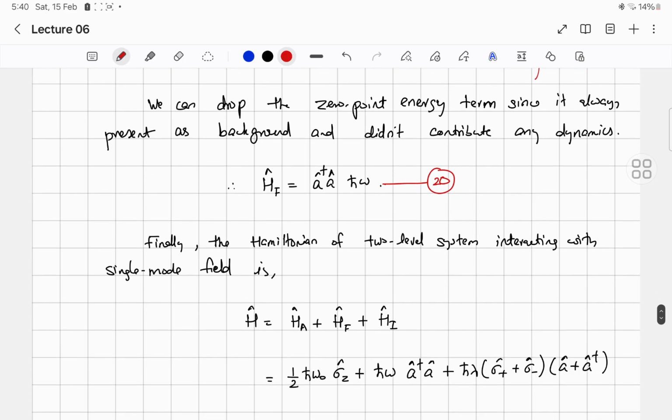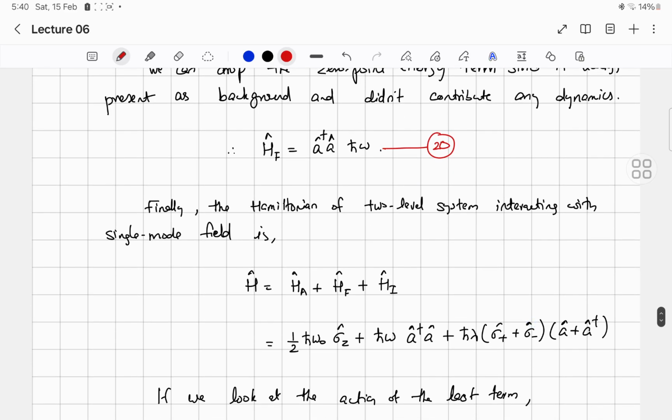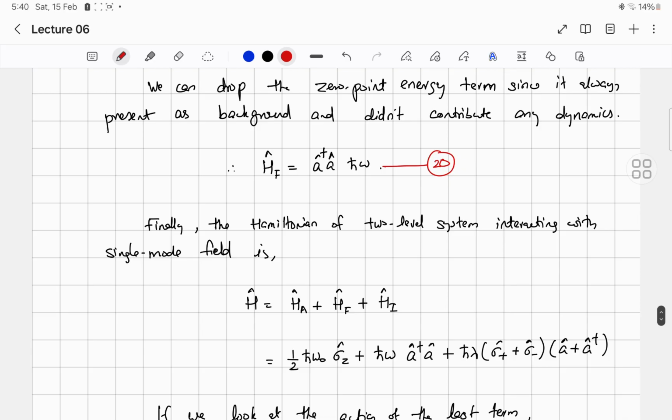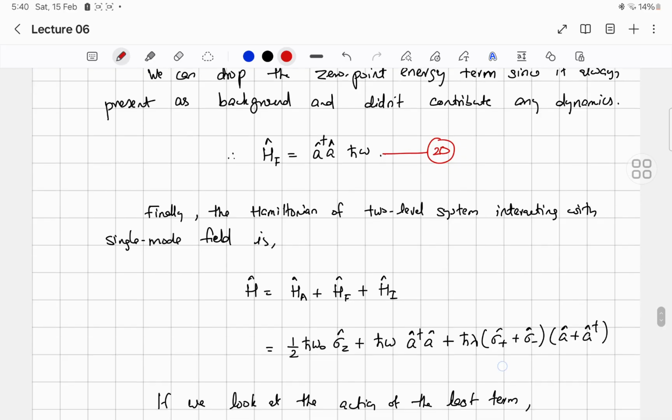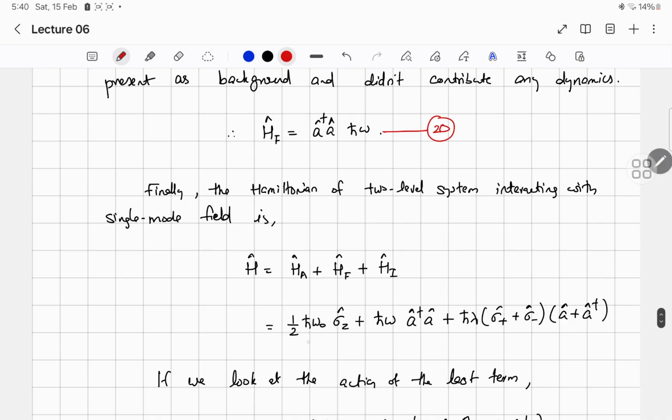Okay, so by combining all these, we can write the total Hamiltonian. The total Hamiltonian now has three terms, H_A plus H_F plus H_I. So from all the previous equations, you can just substitute it. The atomic Hamiltonian, the field Hamiltonian of single mode. So this is for the two-level atom, and this is for the single mode field, and this is the interaction.